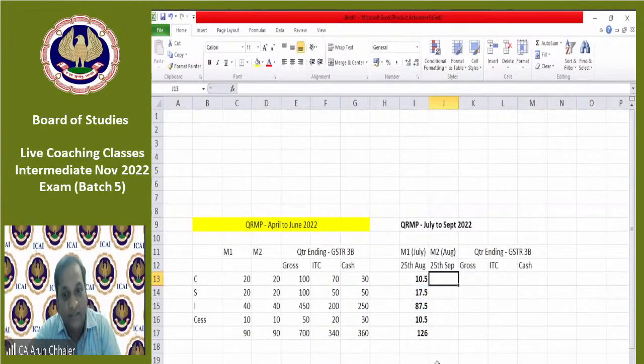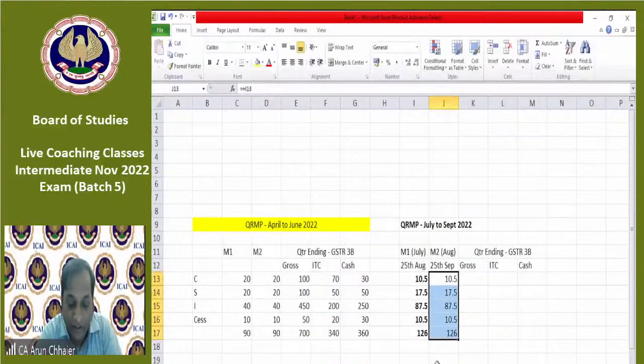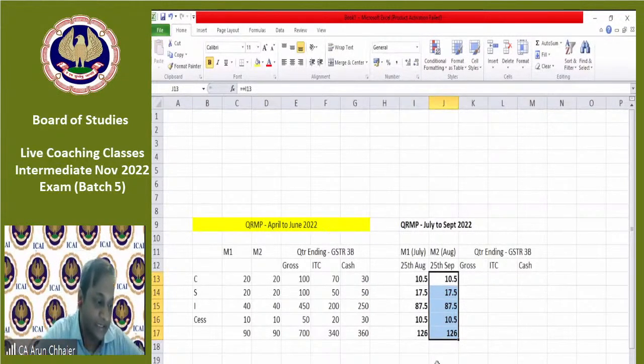For month 1 and month 2, if I'm opting the same method, then again it is equal liability. Or if I would like to pay by the self-assessment method, I can go and pay the same by selecting self-assessment. Please ask if you have a doubt, or kindly confirm if it is clear.